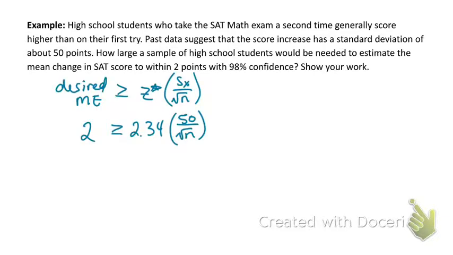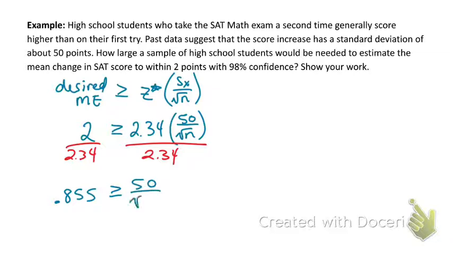All right, so we did what first? We divided 2.34 on both sides. And we got 0.855 is greater than or equal to 50 over the square root of n. You guys want to know a cool math trick? Watch this. What would be the very next step? I would multiply by the square root of n. And what would be the very next step? Divide by this guy, which would move it over here.